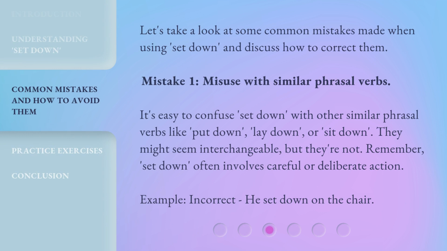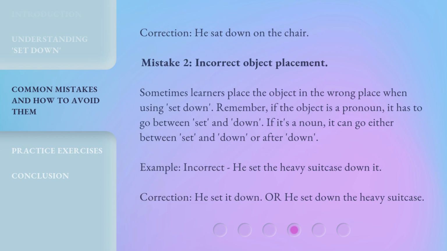Let's take a look at some common mistakes made when using set down and discuss how to correct them. Mistake 1. Misuse with similar phrasal verbs. It's easy to confuse set down with other similar phrasal verbs like put down, lay down, or sit down. They might seem interchangeable, but they're not. Remember, set down often involves careful or deliberate action. Example: incorrect. He sat down on the chair. Correction: he sat down on the chair.